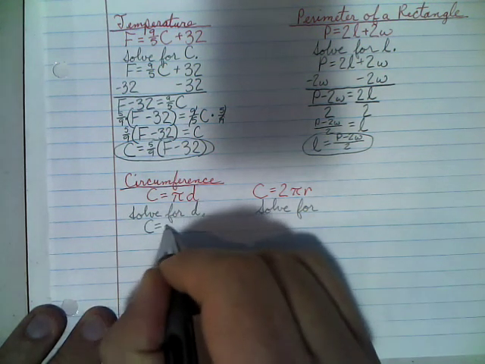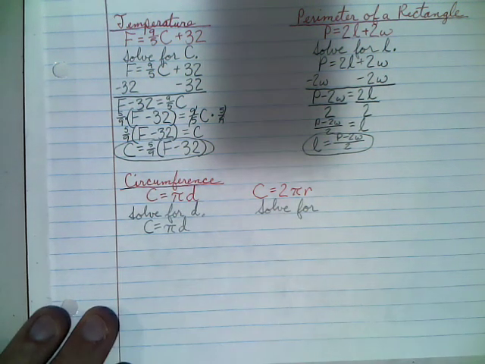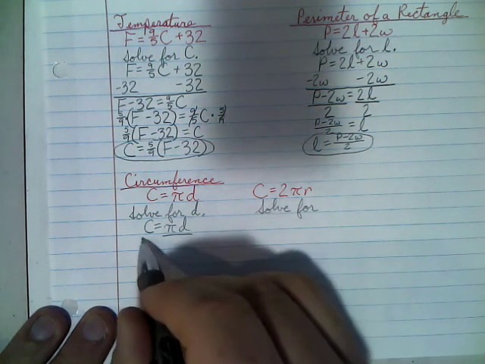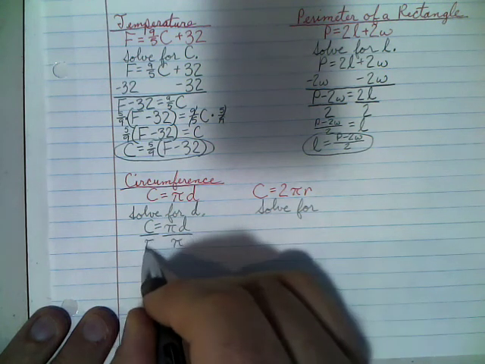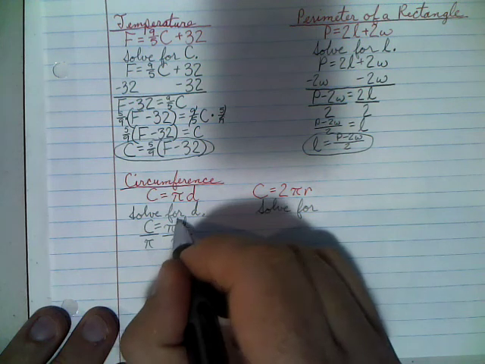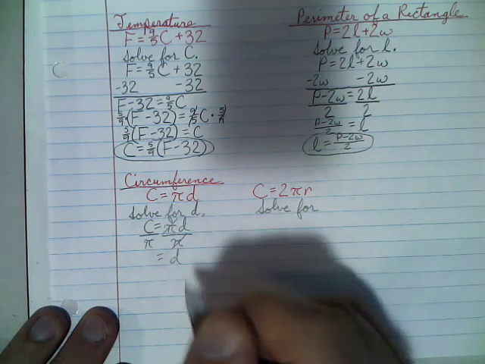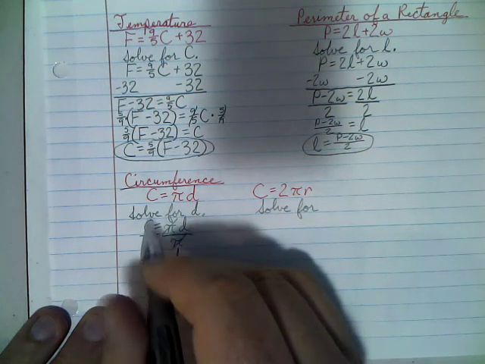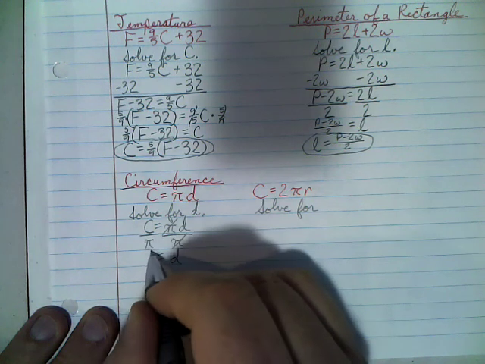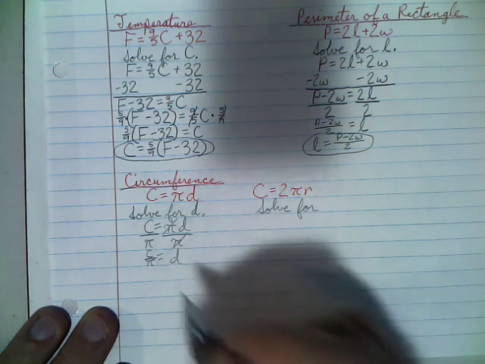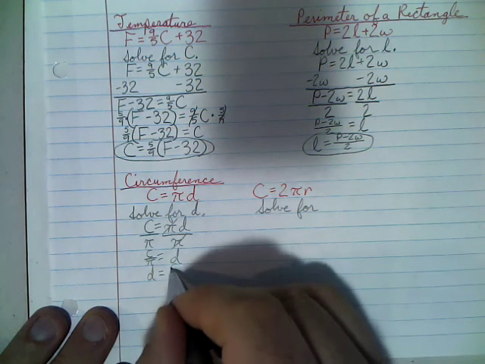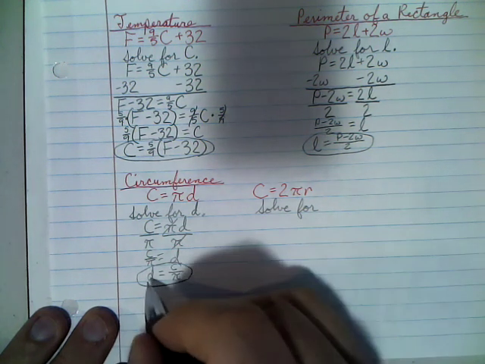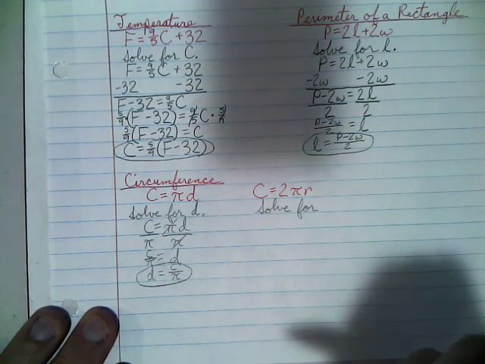So C equals pi d. In this case, it's pi that's being multiplied with d. So to cancel that out, I will divide both sides by pi. And so pi and pi will cancel. That leaves me with d. And then over here, this is a variable, that's a constant. They are not going to be able to reduce at all. So C over pi. One last step, flip it around. D equals C over pi. And that's it.